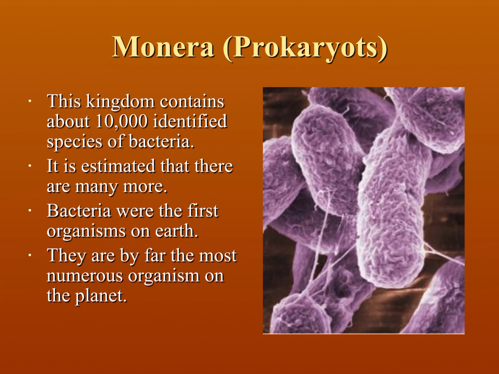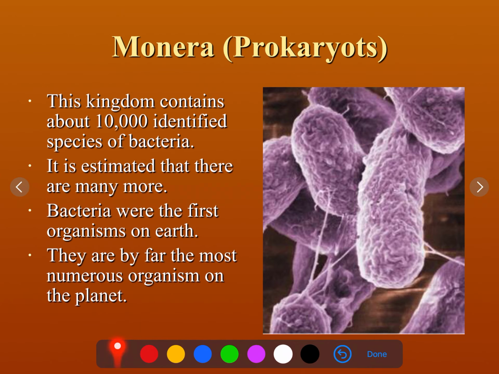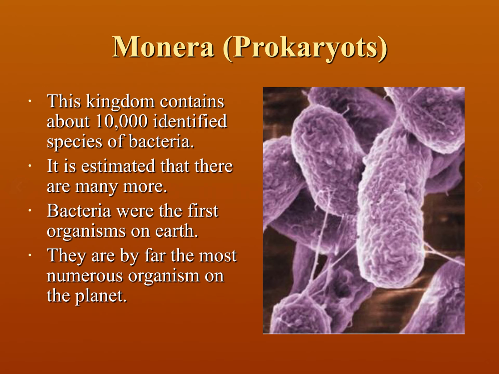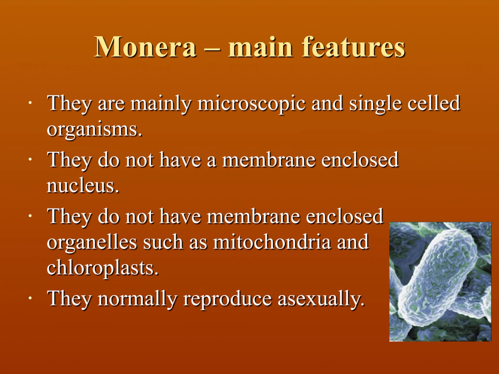Okay, so Monera. This kingdom contains about 10,000 identified species of bacteria. And this is a type of one here, a rod-shaped bacteria. It is estimated that there are many, many more than the 10,000. Bacteria were the first organisms on Earth, and they are by far the most numerous organism on the planet. Okay, so that's Monera, sometimes known as prokaryotes. When you think of Monera, think bacteria. You don't need any notes here because this is just the introduction. We're going to be looking at Monera in more detail.